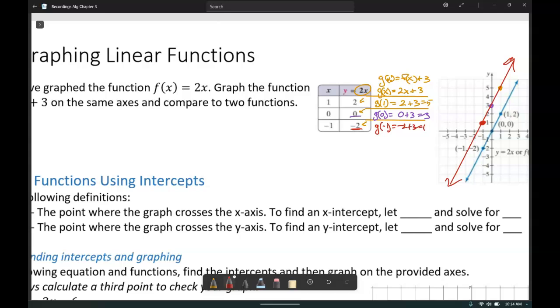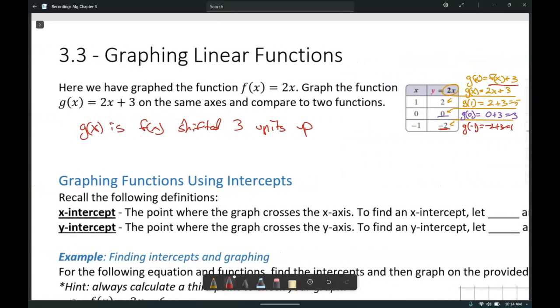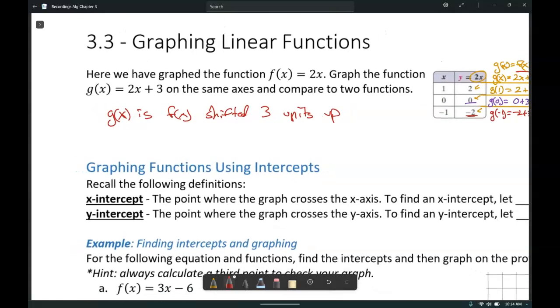And what we see here is that because g of x is f of x plus 3, all the points on the line of g of x are 3 units shifted above f of x. So g of x is f of x shifted 3 units up. And so we can see that comparison. And we'll talk more about this in an upcoming section. This is an introduction to what we call transformations of functions. We're going to look at that more coming up again.